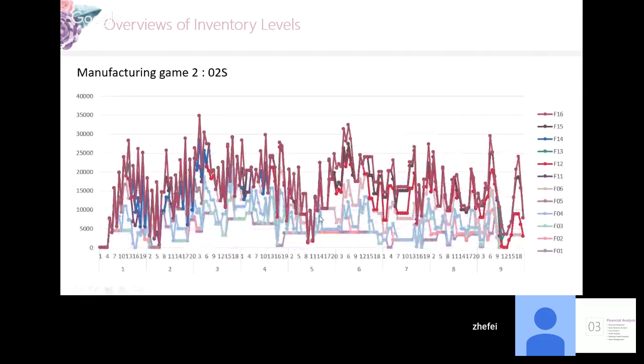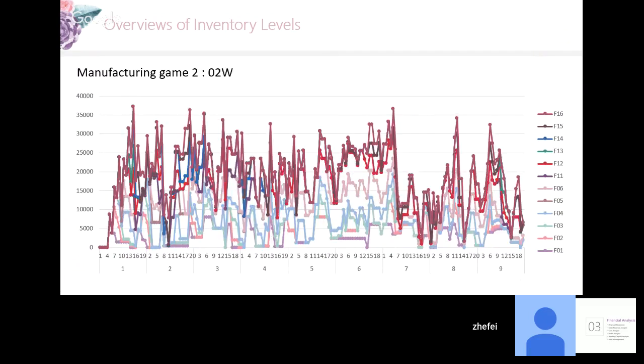This chart also shows the inventory movement. In this chart, the upward lines show inventory entering the warehouse, and the downward lines mean inventory leaving the warehouse. And that's all for the overview of inventory levels.